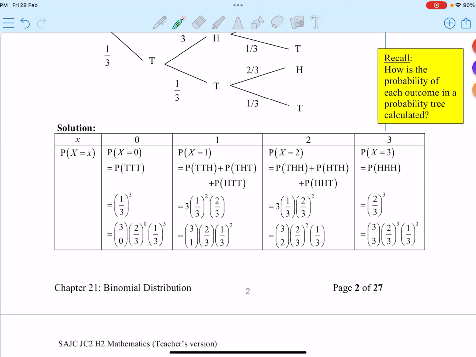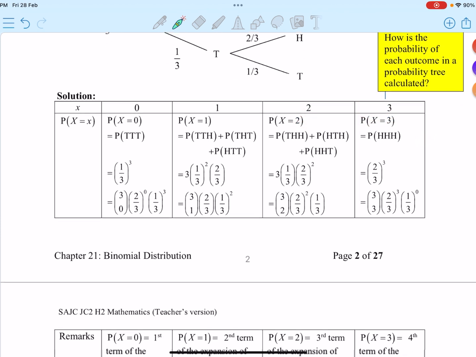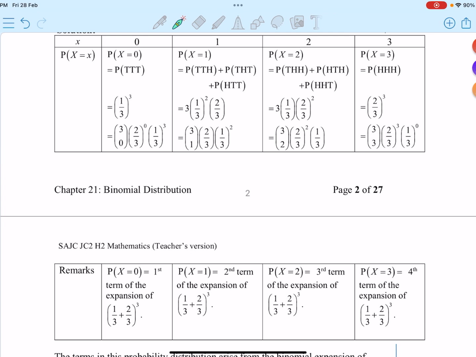We repeat this idea for when X is 2 and when X is 3. So if you compare this term to the expansion of this, it's actually the first term of the expansion.